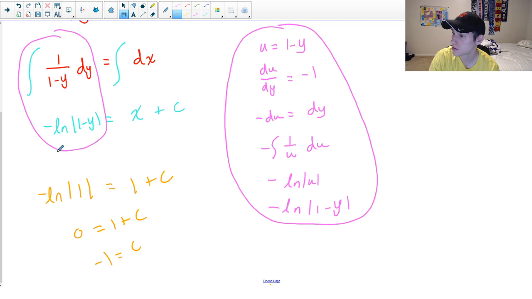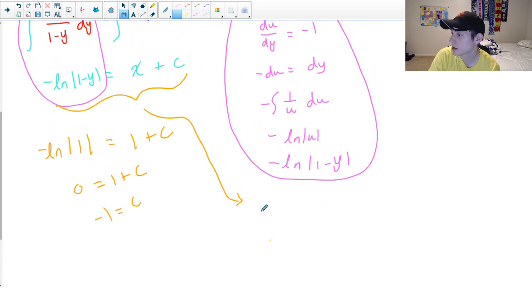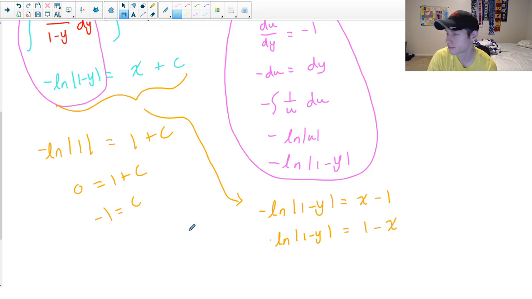Okay, so now let me take this, and instead of having c, I'll plug in the c that I found. So negative natural log of 1 minus y equals x minus 1. I have this negative out in front, so I'll go ahead and divide everything by a negative. So that would just turn this positive, negative x and plus 1. And so I'll rearrange it so it's 1 minus x instead.